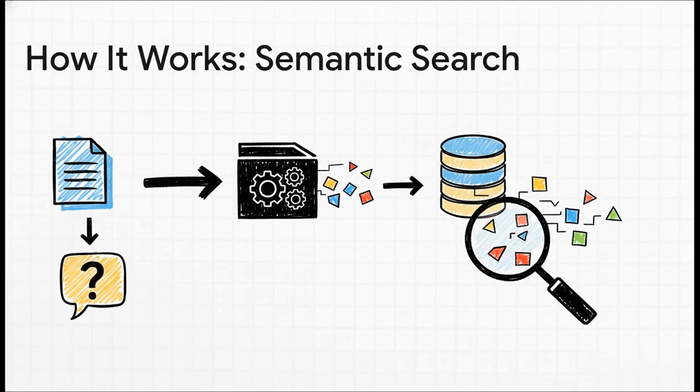So how does it pull this off? Well, the magic behind it all is something called semantic search. When you upload a file, the API automatically carves it up into smart chunks, turns those chunks into numerical representations, we call those embeddings, and then stores them. So when a user asks a question, their query also gets turned into an embedding. The system then does a super fast search to find the document chunks that have the most similar meaning. It's all about context, not just matching keywords.